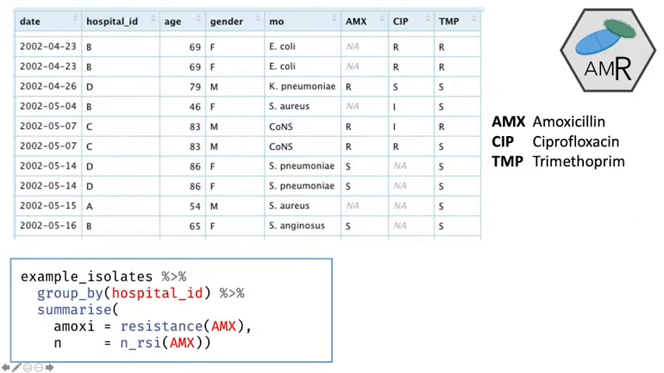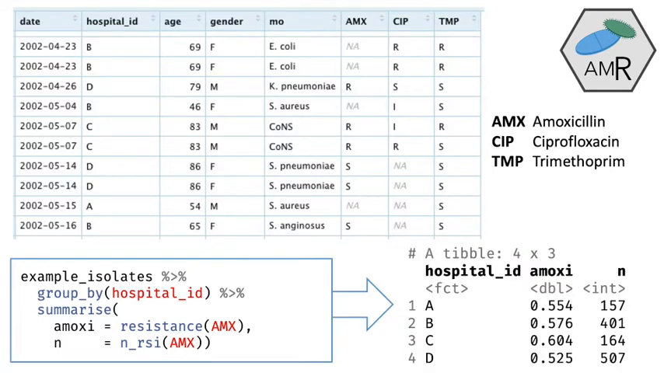But with only a couple of lines, I hope you understand a kind of tidy-first syntax. Here we have our example dataset, and we group by this column, hospital, and then we summarize where we calculate the resistance of amoxicillin, and with n_RSI we counted the number of isolates where there's a valid result, so resistant, susceptible, or intermediate, somewhere in between. So here's the result, and you can see immediately that for hospital A, there's an empiric resistance to amoxicillin of 55.4% based on 157 isolates.